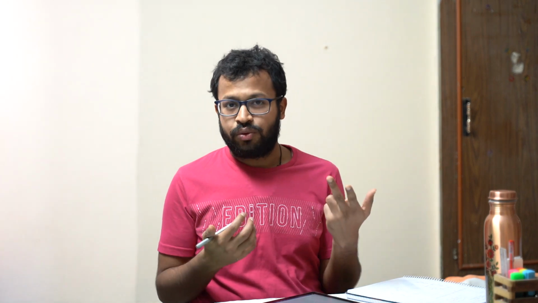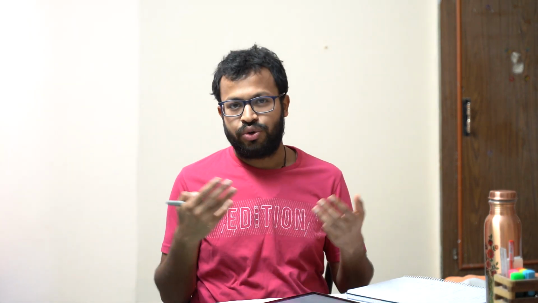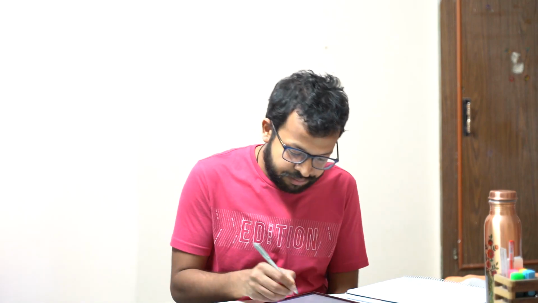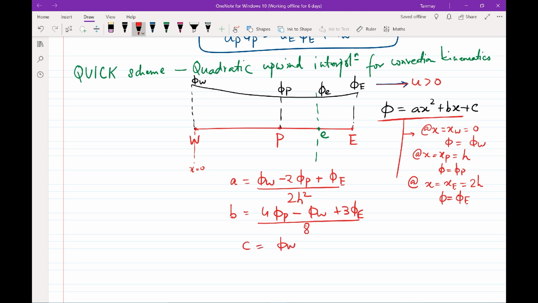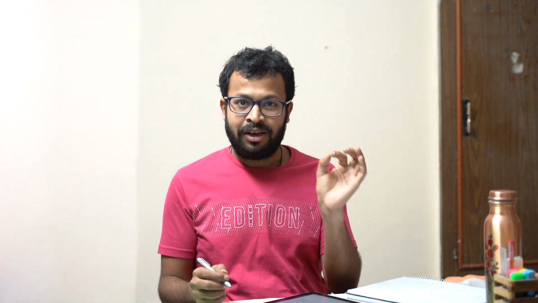So we have one equation for phi which is quadratic in nature, so although it only needs 2 independent boundary conditions or boundary points, we have more than that, so we can easily determine these coefficients a, b and c. If you solve this, you can get a equals phi w minus 2 phi p plus phi e divided by 2h squared. You can get b of the form 4 phi p minus phi w plus 3 phi e divided by 8, and c is simply equal to phi w. So now we have the values of a, b and c.